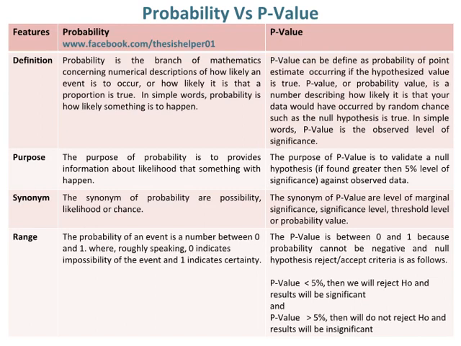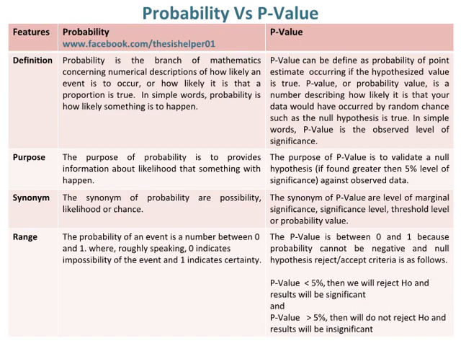The purpose of probability is to provide information about the likelihood that something will happen. Whereas, the purpose of p-value is to validate a null hypothesis, if found greater than the 5% level of significance, against observed data. The synonyms of probability are possibility, likelihood or chance. Whereas, the synonyms of p-value are level of marginal significance, significance level, threshold level or probability value.